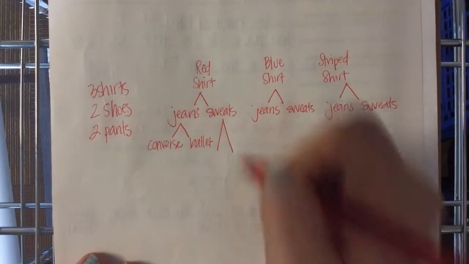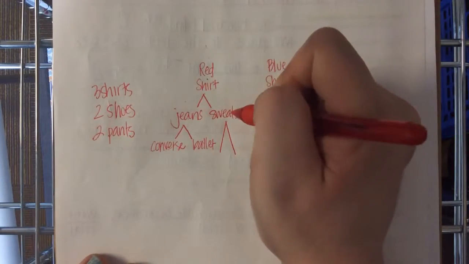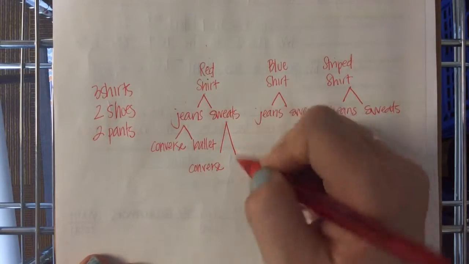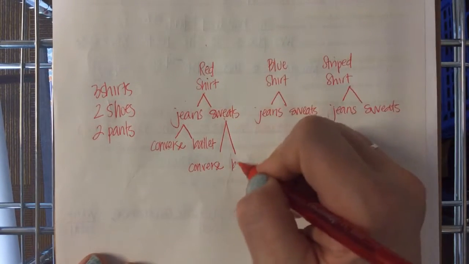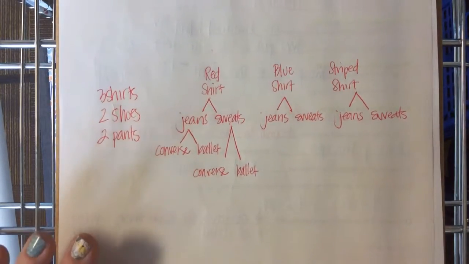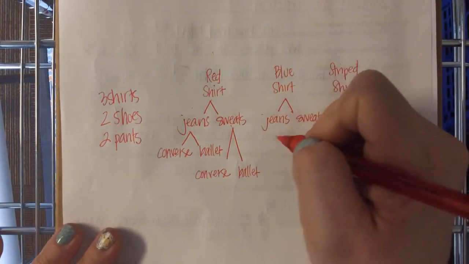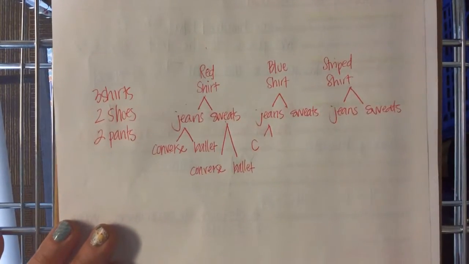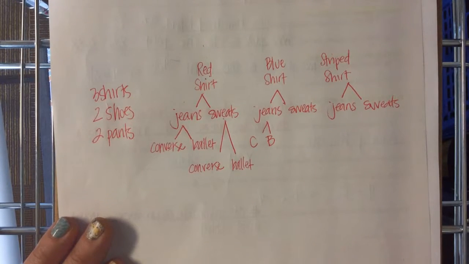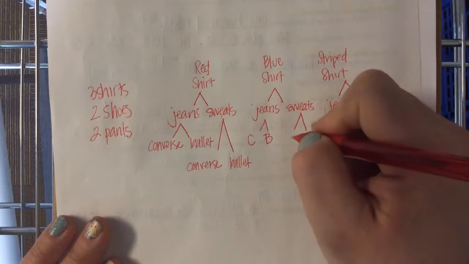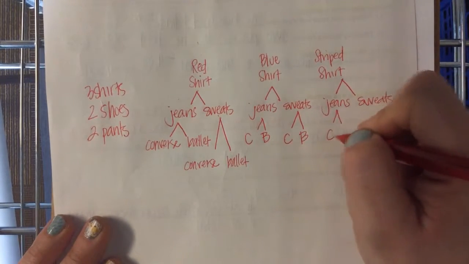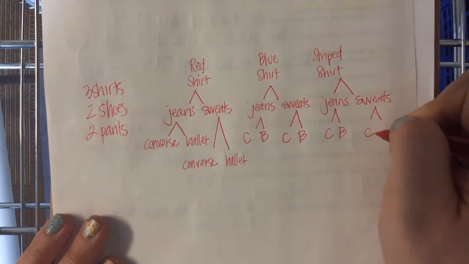Then I'd go to my sweats. Red shirt, sweats, and Converse. Or red shirt, sweats, and ballet shoes. Am I done? Do the same thing. Blue shirt, jeans, and I'm just going to put a C for Converse and a B for ballet because you get lazy at this point. I was lazy before this. Converse and ballet shoes.